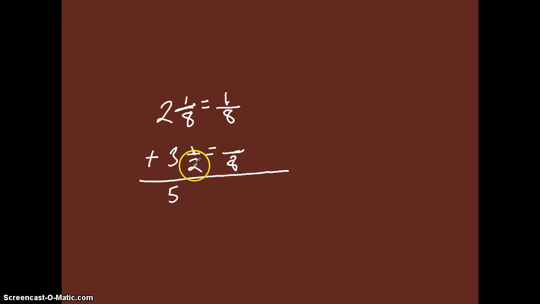Here we have 1/2. Now 2 times 4 gave us 8. So we multiply the 2 by 4, we must multiply our numerator by 4. And 1 times 4 gives us 4.